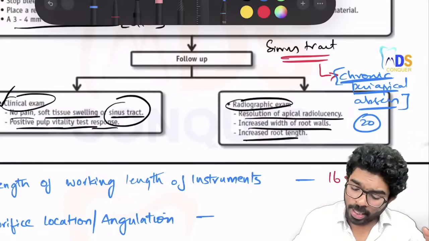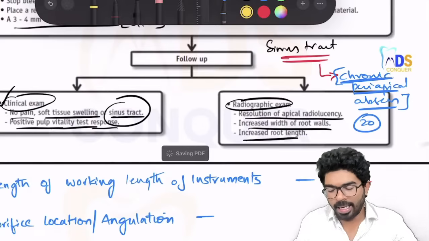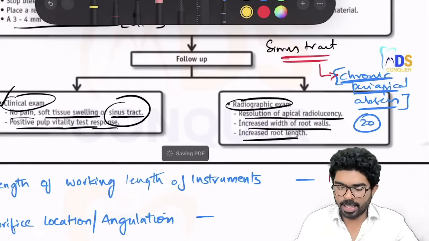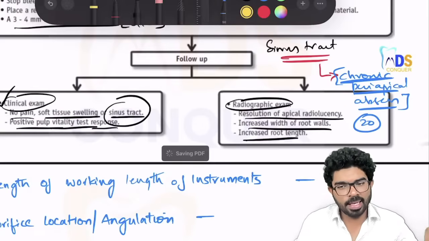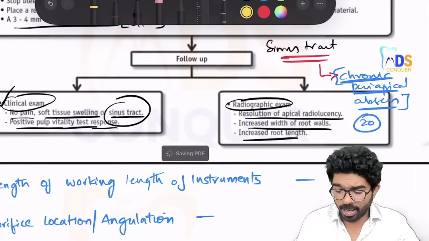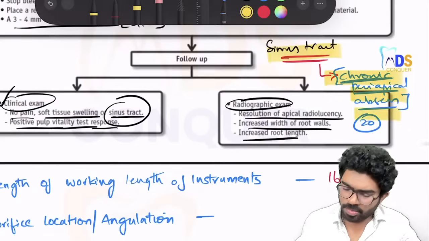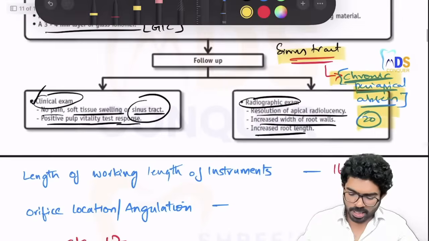Very, very important question. You had a question on this particular area in the 2024 NEET examination. A sinus tract is very important for the diagnosis of chronic periapical abscess. Size 20 to 25 cones are regularly used.